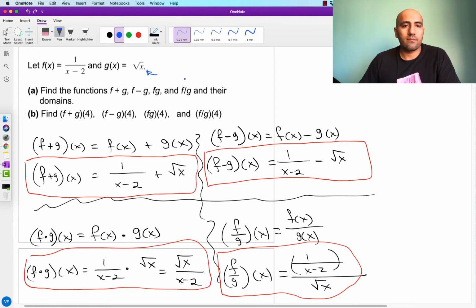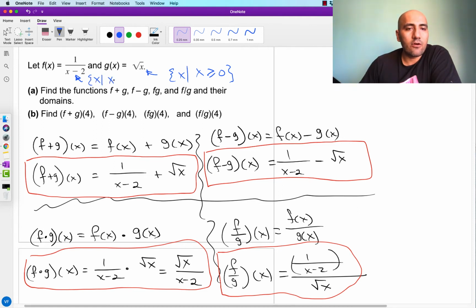Domain is x such that x is greater than or equal to 0, right? You're allowed to have anything that's positive, because it's a square root. Anything that's positive or 0 is okay. And then the domain of this one is going to be all real numbers except x cannot be equal to 2. Right? So x such that, and then the only restriction we have is that x cannot be equal to 2.